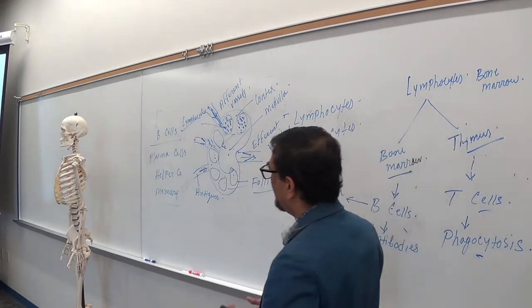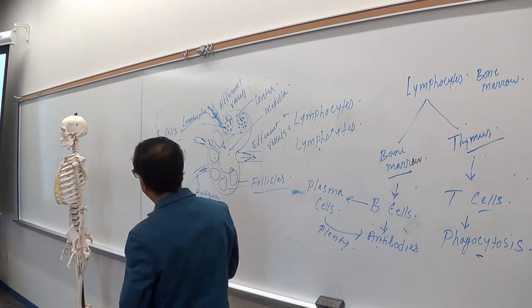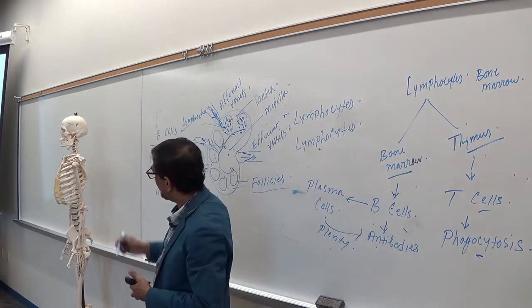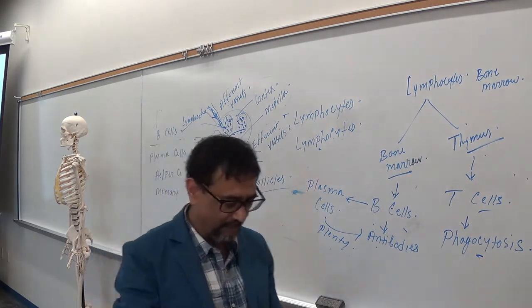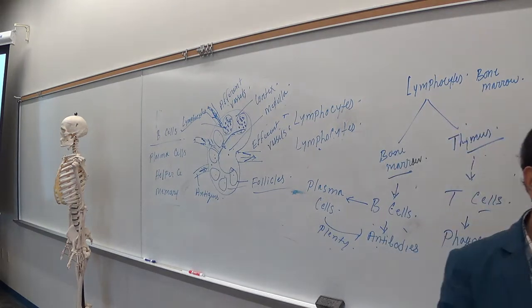This is the real picture of the cortex part, this part. So you see the follicles, the darker round structures. So those are the follicles.